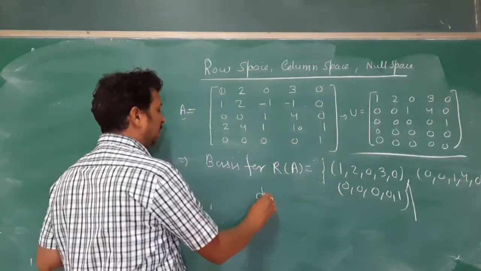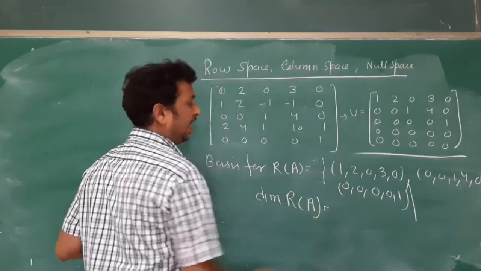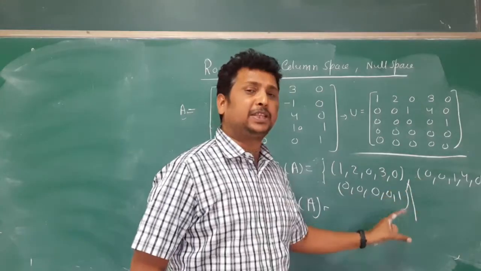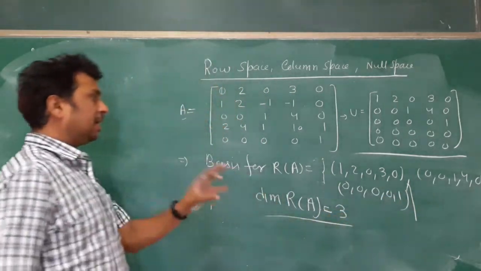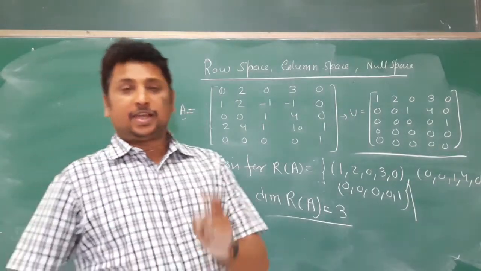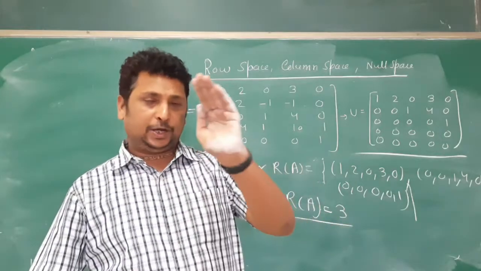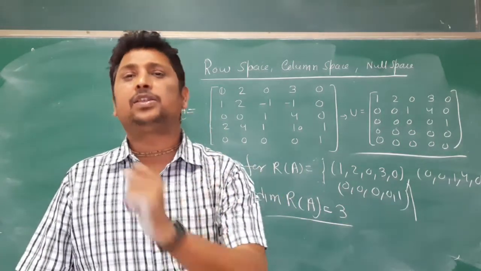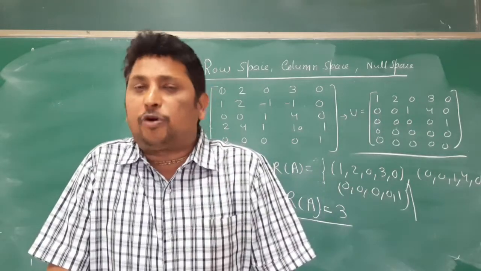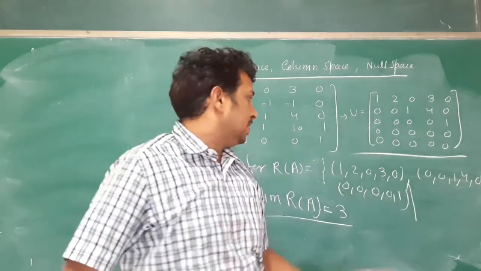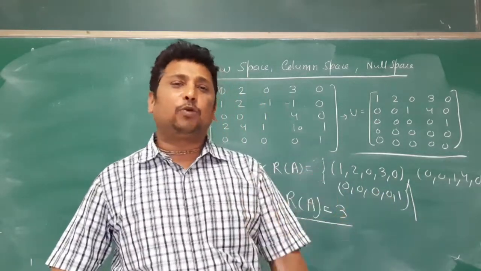Then what is the dimension of the array? You know very well. What is the dimension? The number of elements in a basis. How many elements are there? 3. So this is the way we calculate row space. Understand? It's very easy. Just convert the given matrix into echelon form and then check how many non-zero rows are there. Write those. That forms the basis. So what are the basis elements? These 3. And what is the dimension? 3. So in this way we calculate row space.